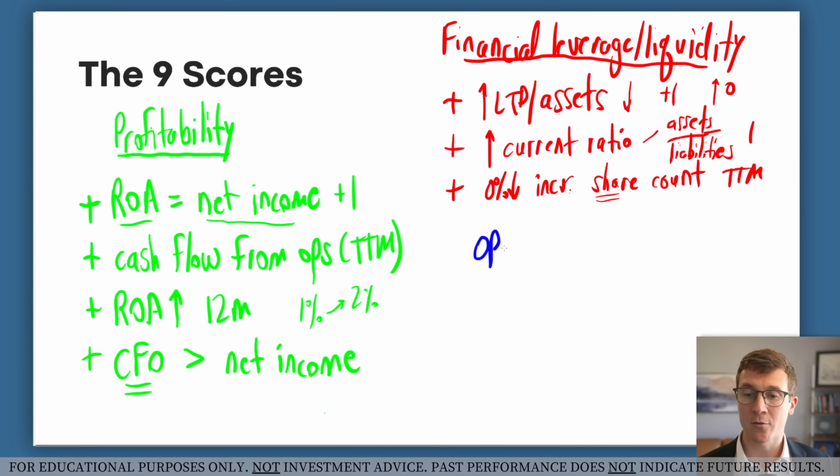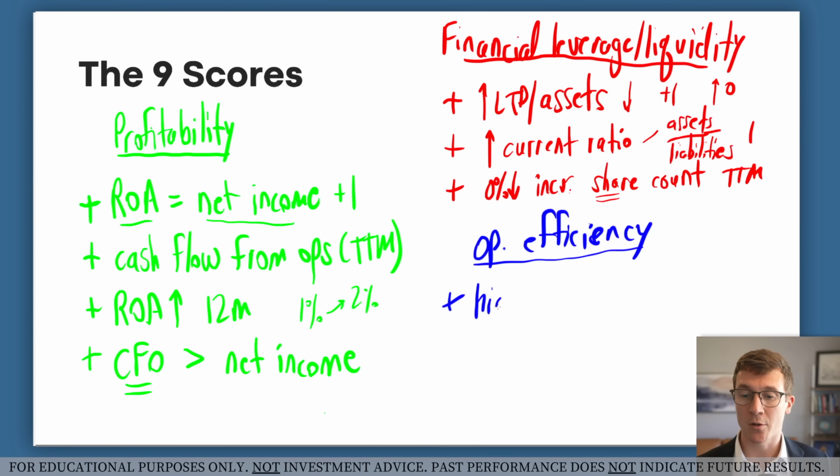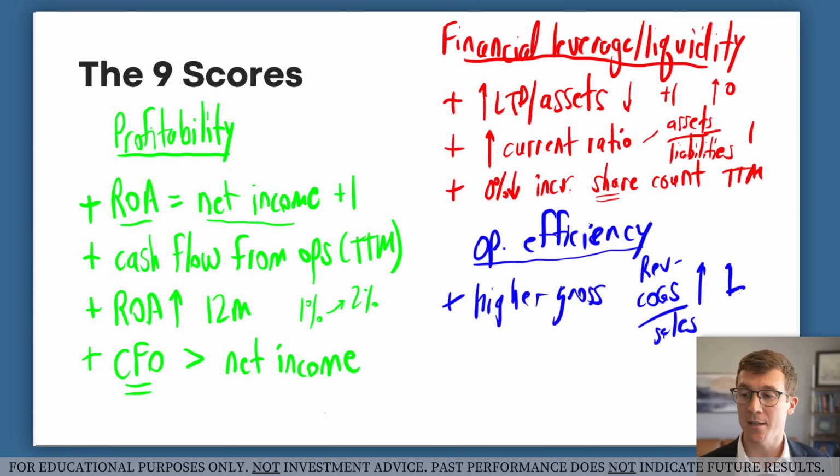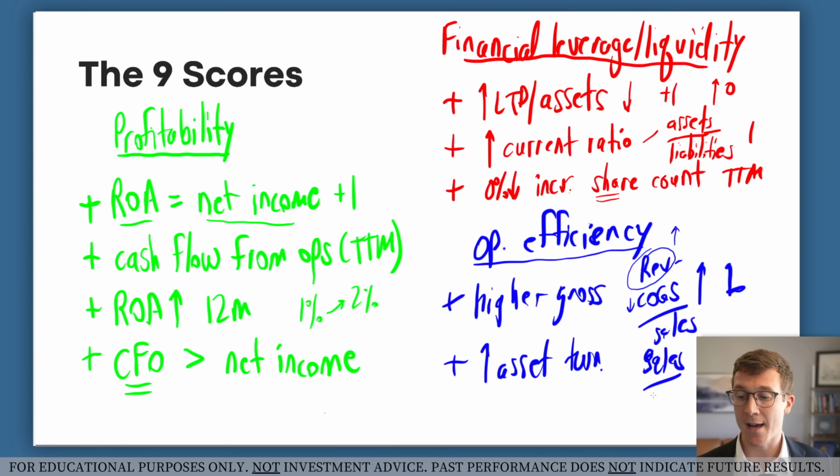And the third category was operating efficiency. The first was higher gross margins. So if your gross margins, which is revenue minus cost of goods sold divided by sales, if that increased over the last 12 months, then you get 1 point. And then finally, an improvement in asset turnover. And this is defined as sales divided by assets. So if a company is able to generate more sales with the same amount of assets or generate the same amount of sales with less assets, that would be 1 point. If not, it's 0.